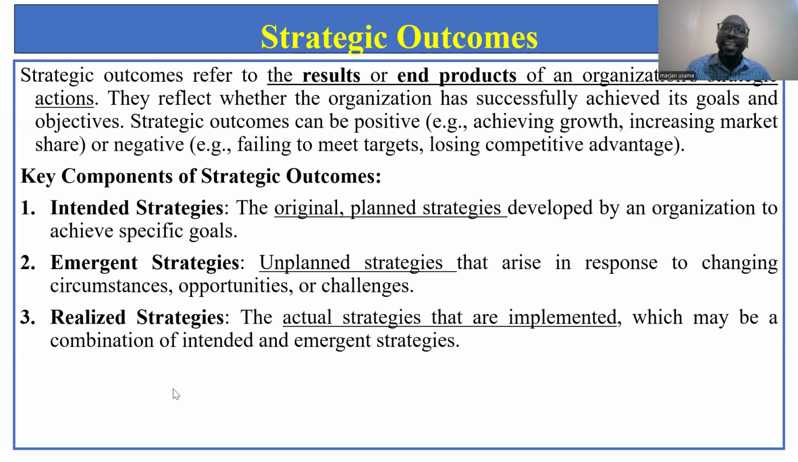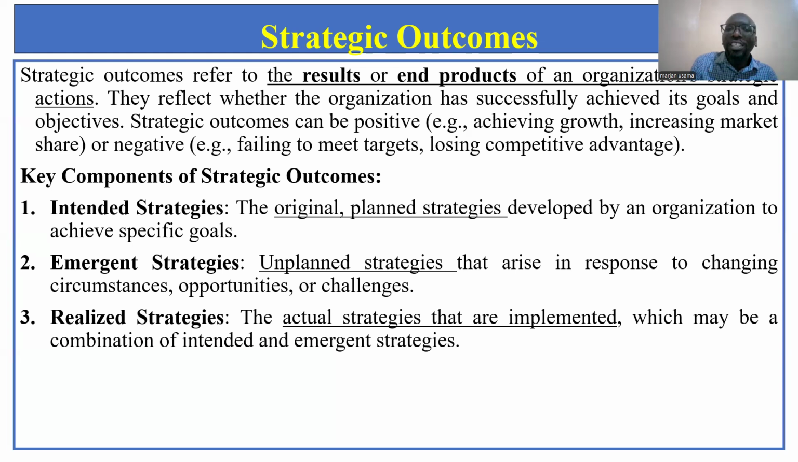Now, thirdly, realized strategy. Realized strategy is the actual strategies that are implemented. So, for example, in our hotel example, we wanted 100. And now we are having 200. Now, from these 200, maybe we manage only 150. So 150 is going to be our realized strategy. Okay? And the realized strategy is the intended strategy plus the emergent strategies.